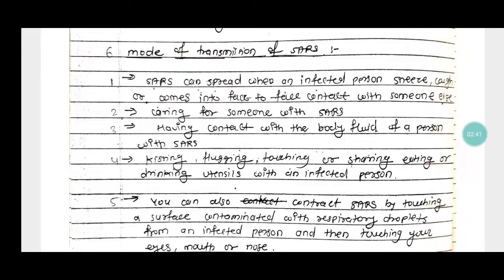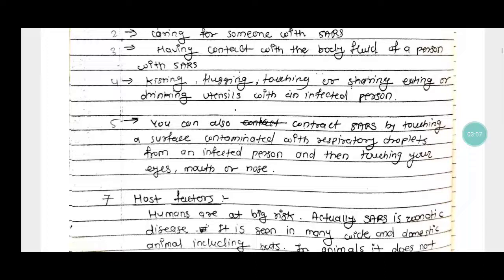So the mode of transmission for SARS: SARS can spread when an infected person sneezes, coughs, or comes into face-to-face contact with someone else. Even caring for someone who is a patient of SARS, and kissing, hugging, touching, or sharing eating or drinking utensils with an infected person can spread it. You can also contract SARS by touching a surface which is contaminated with the respiratory droplets from an infected person, and then touching your eyes, mouth, or nose.